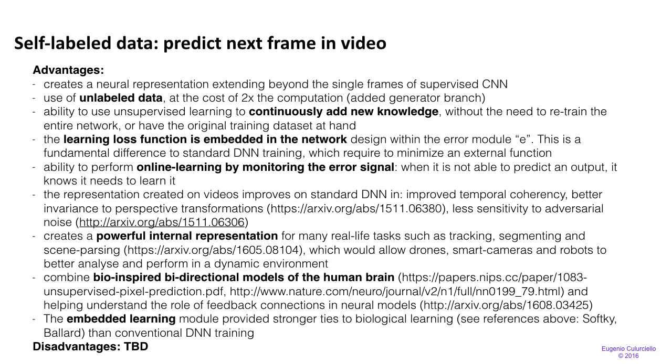I think it also has the ability to improve temporal coherence, invariance to perspective, and adversarial noise. It also has the power to create a powerful representation that seems to be doing tracking, segmentation, and scene parsing all at once. And it also combines bidirectional models of the human brain. These are all things that still need to be proven, but they're very exciting about this kind of research. So now we have a temporal convolutional neural network that is both forward and feedback.